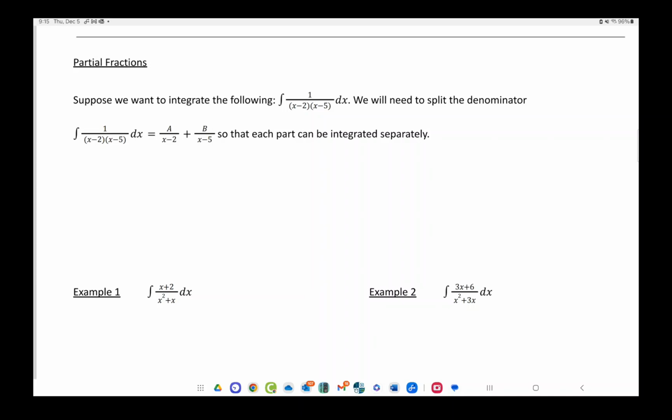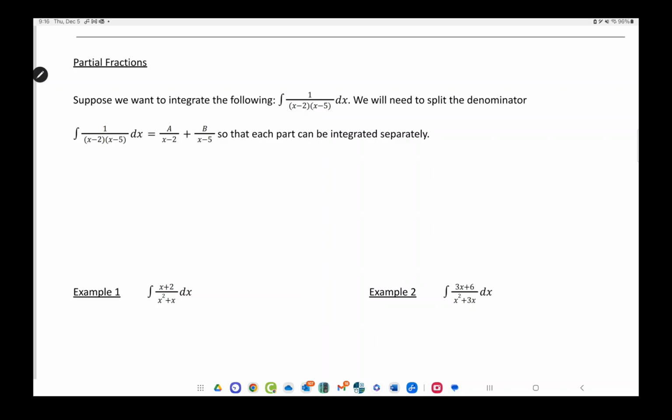All right, so how much do you guys remember about partial fractions? If we were asked to integrate 1 over the product of x minus 2 and x minus 5, it would be easier if we could split those into two separate fractions, which is one of the whole reasons why you learned about partial fractions in pre-calculus. Yes, you need to know that.